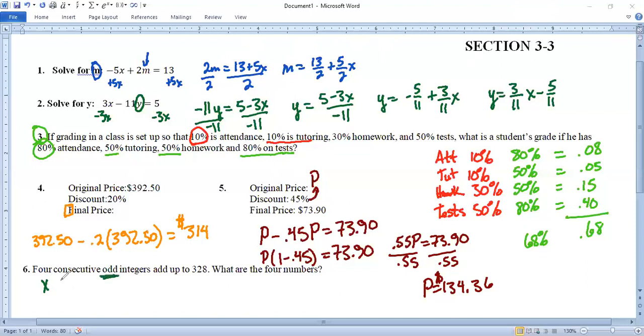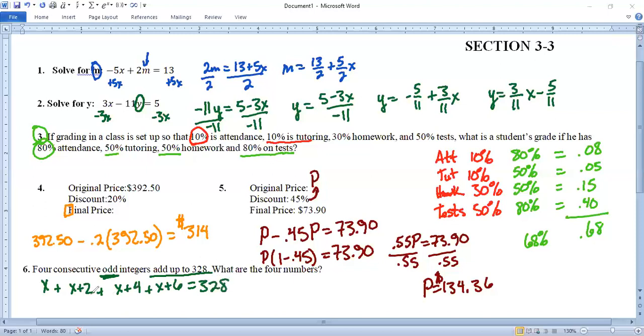So if this is an odd number, we have to go up to the next one. Then we have to go up to the next one, and then up to the next one. Notice we're adding 2, 4, and 6. Those are even numbers, but if x is odd, then x plus 1 is even, and x plus 2 is odd, and x plus 3 is even, x plus 4 is odd. Anyway, they bounce back and forth that way. So here are 4 consecutive odd integers, and it says these 4 add up to 328. So as we translate these word problems, these 4 numbers add up to 328.